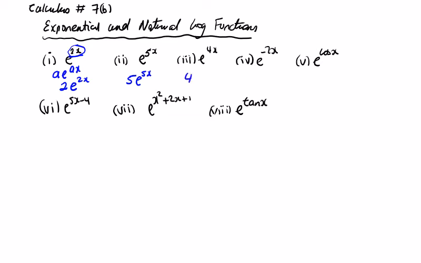Differentiate the power to get 4 e to the power of 4x. Differentiate the power, minus 2 e to the power of minus 2x. Differentiate the power, cos x goes to minus sin x, e to the power of cos x. Differentiate the power, we get 5 e, power stays the same, 5x minus 4. Differentiate the power, we get 2x plus 2 times e to the power of x squared plus 2x plus 1.